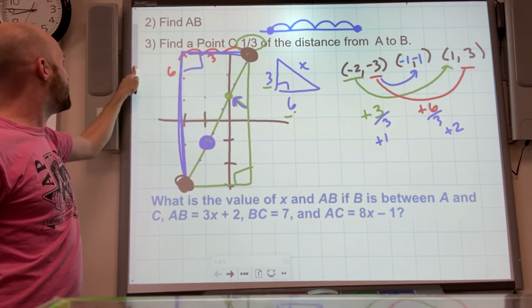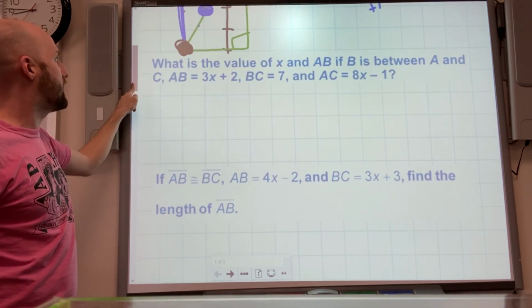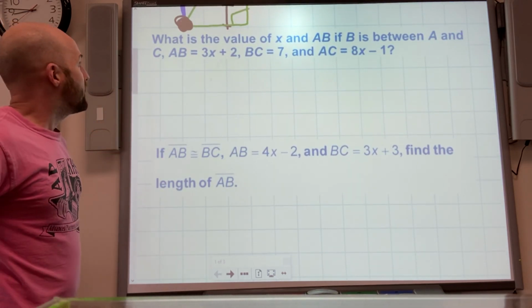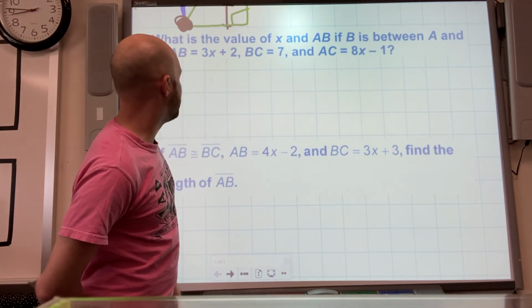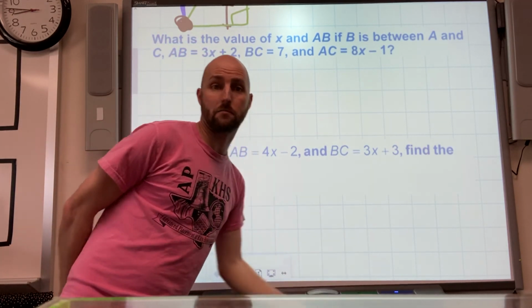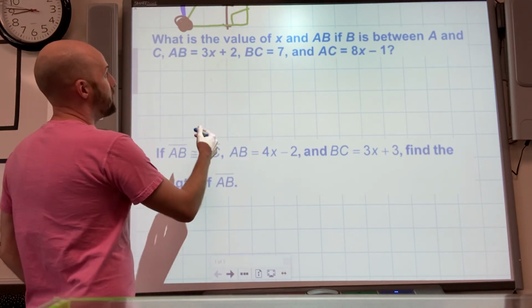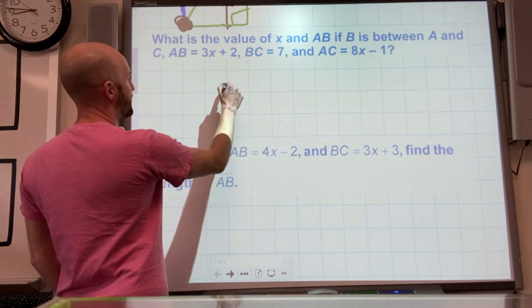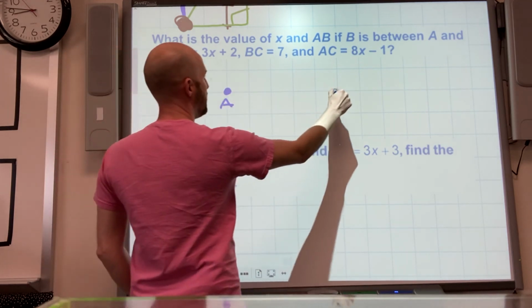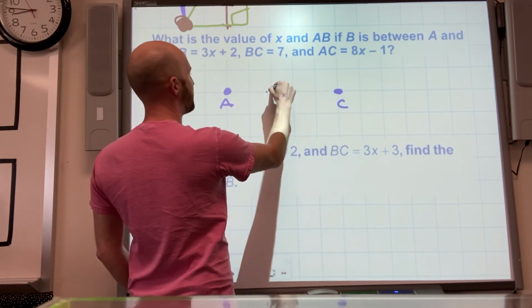All right, so now let's get into the lesson of today. What is the value of x and AB if B is between A and C? I think this is just some extra practice from yesterday to keep it going. So we've got some magic point A, some magic point C, and B is somewhere between them.